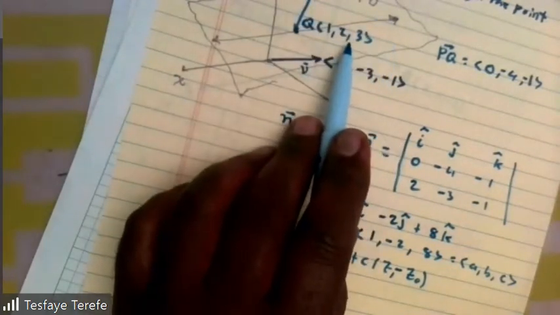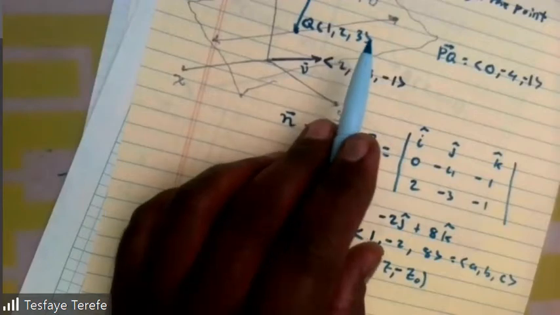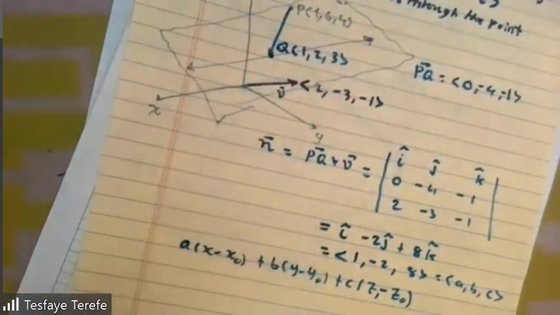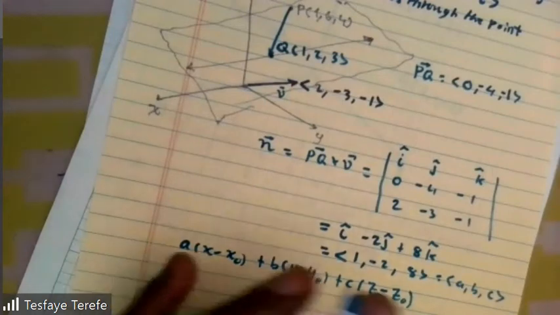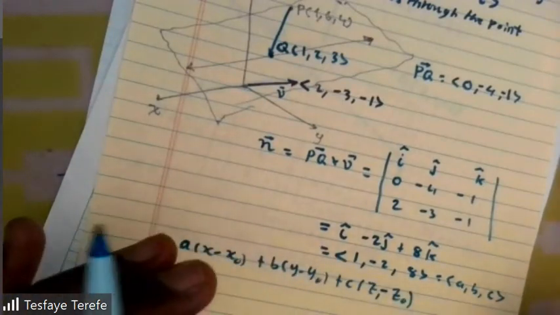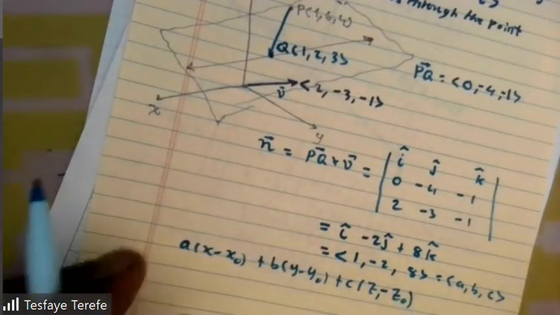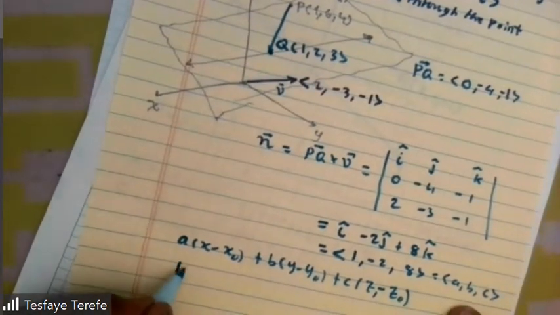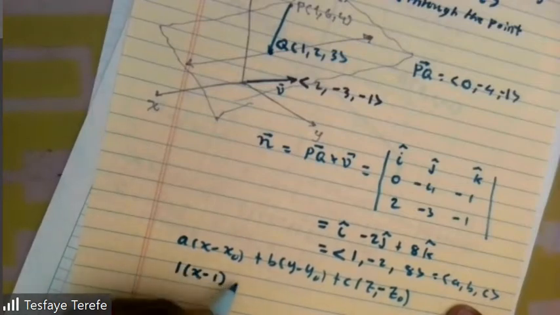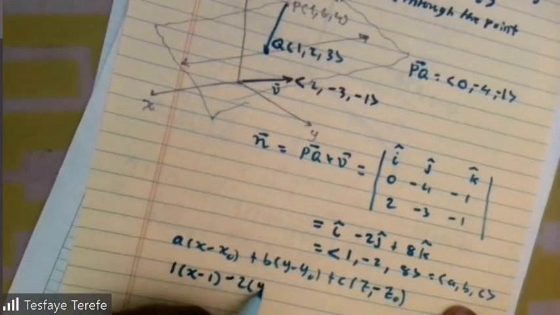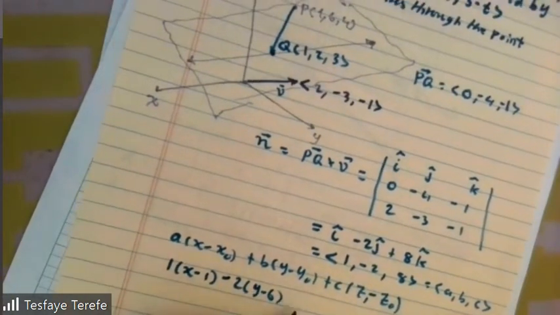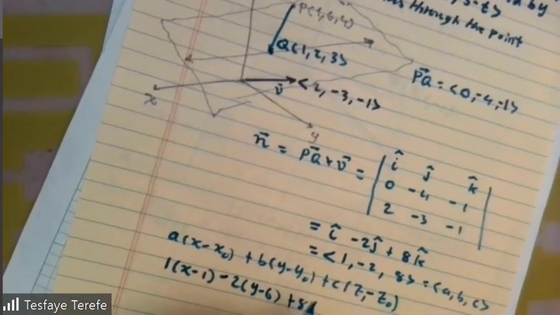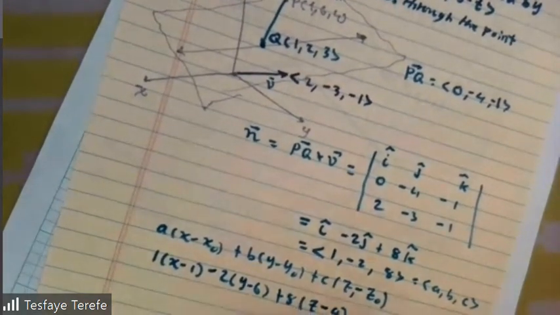You can use that. But if we use this one, is it going to be wrong? No, it's not going to be wrong. You can also use Q. That's fine. At the very beginning, when you put it in, it will be a little bit different, but later on, when you simplify and write it in standard form, it will be fine. So 1 into x minus 1, minus 2 into y minus 6, and plus 8 into z minus 4, equals 0.